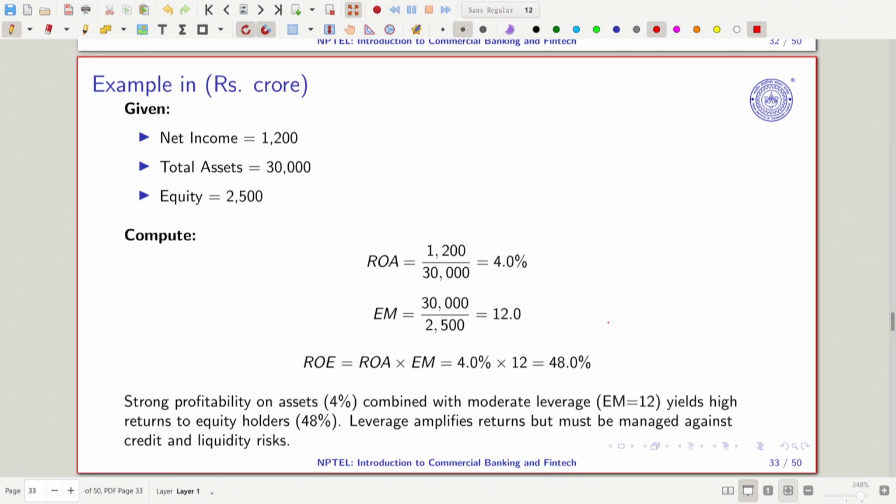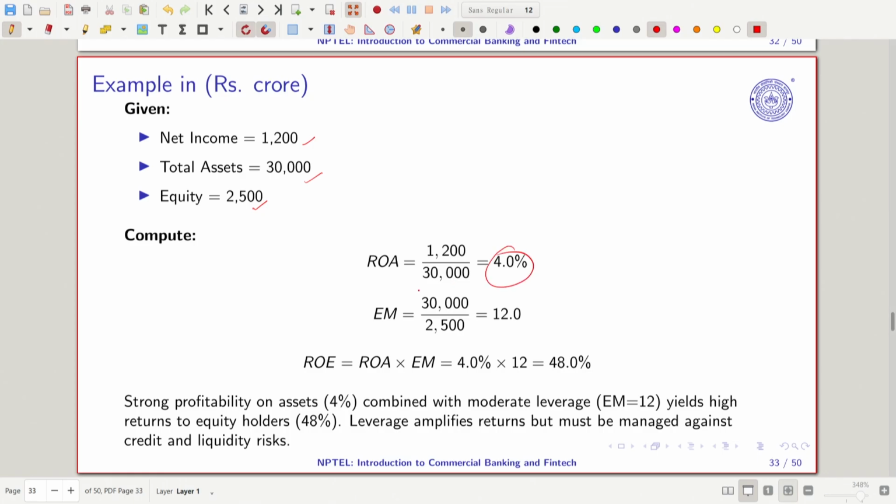Suppose net income of a bank is 1200 crore, total assets are 30,000 crore, and equity is 2500 crore. So this is what we get. So how much are we going to get in terms of return on assets? Return on assets is net income upon the total assets. So it is coming out to 4%.